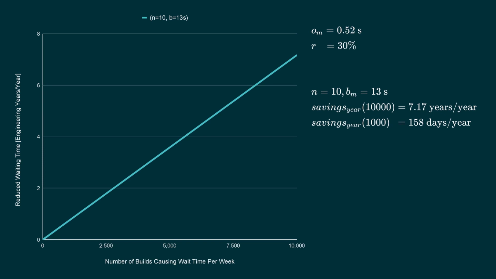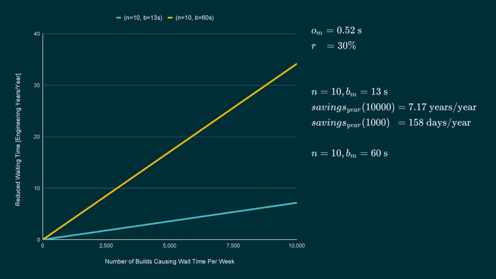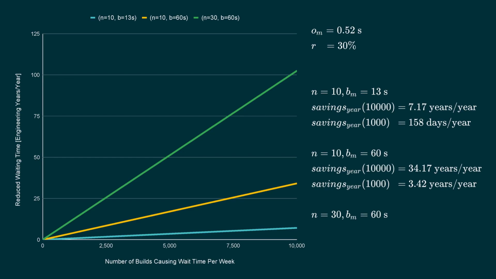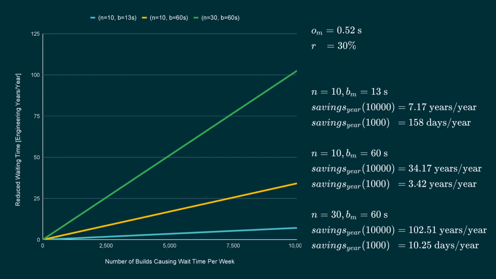With 1,000 builds, 158 engineering days. Getting back 158 engineering days per year would be marginal for a team of 1,000 developers, but very substantial for a team of 5. If the build time per module is 60 seconds, with 10,000 builds per week, you are getting back 34 engineering years per year. If there are 30 instead of 10 modules, it is 102 years.